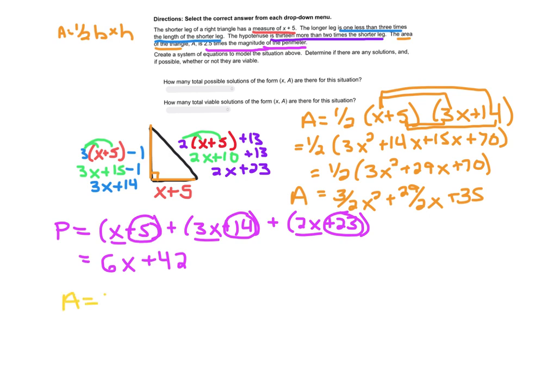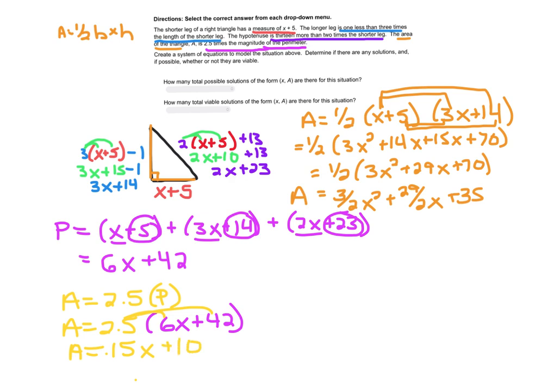That means the area is 2.5 times the perimeter. So that means it would be 2.5 times our 6x plus 42. As we go ahead and distribute that out, we're going to get that that equals 15x plus 105.